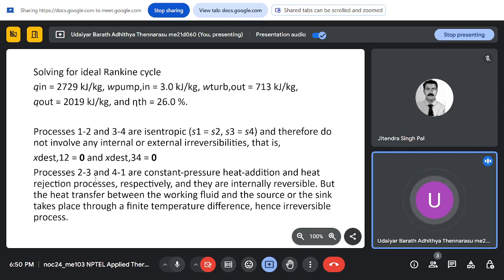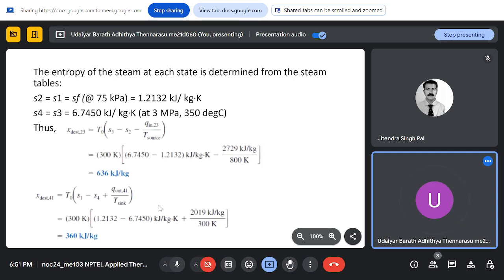Processes 2 to 3 and 4 to 1 are constant pressure heat addition and constant pressure heat rejection. These will have external irreversibility, because you have a temperature difference across which the heat transfer has to take place, so this will be an irreversible process. We can find out the entropy of the stream at each of the states. Just like how we found the enthalpy, we can find the entropy. So S1 will be equal to S2, and S3 is equal to S4.